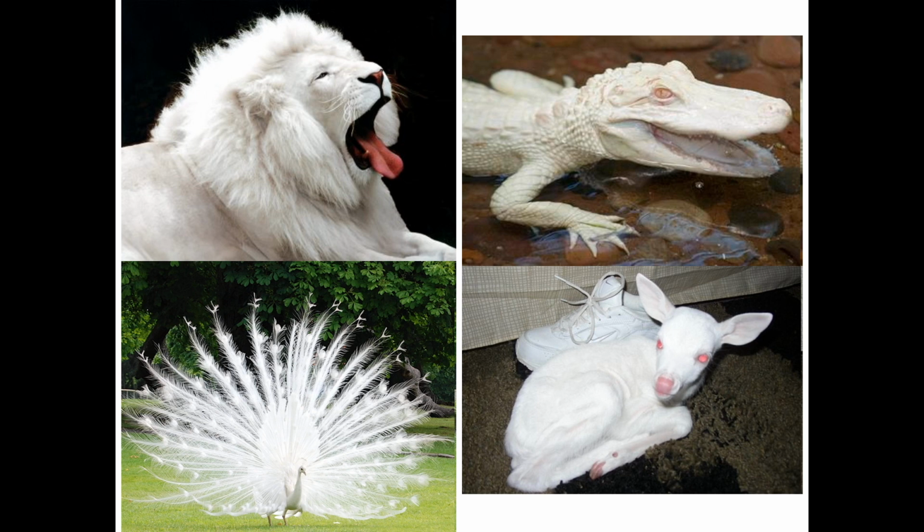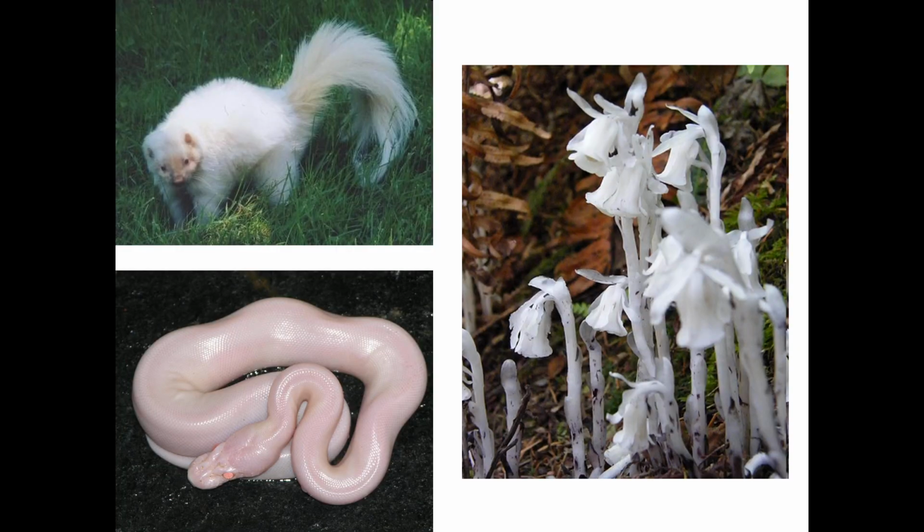You'll also find it in many other species. Here we can see a lion, an alligator, a peacock. Here we have a fawn, so a baby deer. Here we've got a snake. Up here you might think this is a squirrel, but it's actually a skunk. It just doesn't have its stripes because it's an albino skunk.